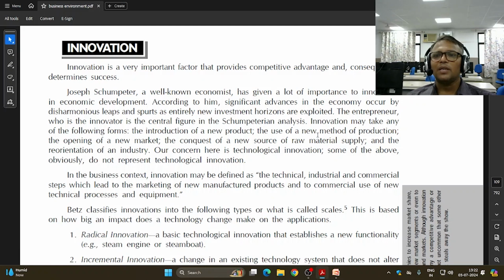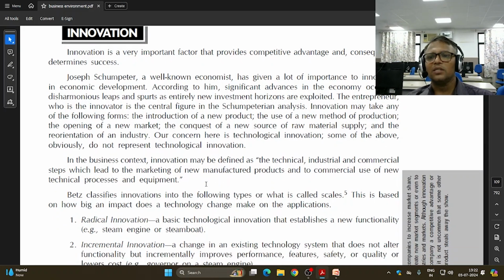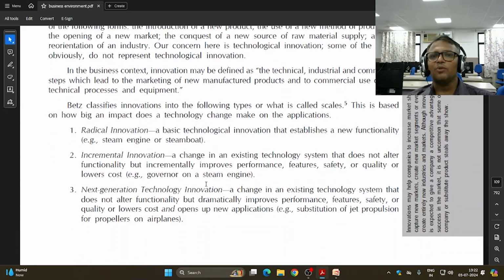The innovation may take any of the following forms: the innovation of a new product, new methods of production, the opening of a new market, a new source of raw material supply, and the reorientation of the industry. Our concern here is technological innovations. Some of the others obviously do not represent technological innovations. In this context, innovation will be defined as the technical, industrial, and commercial steps which lead to the marketing of new manufactured products and to the commercial use of new technical processes and equipment.